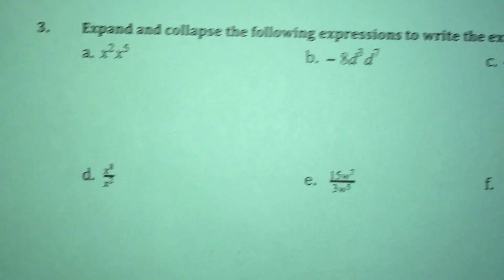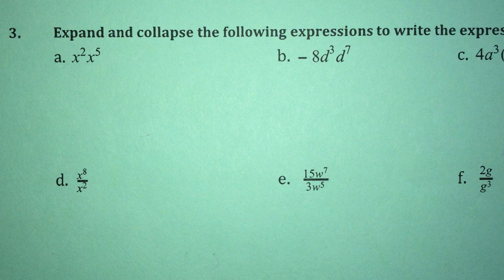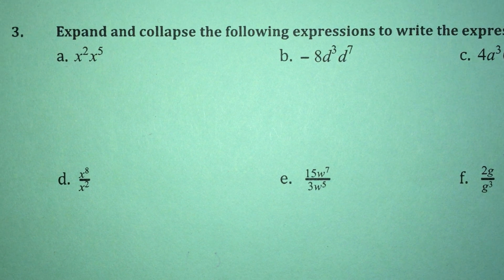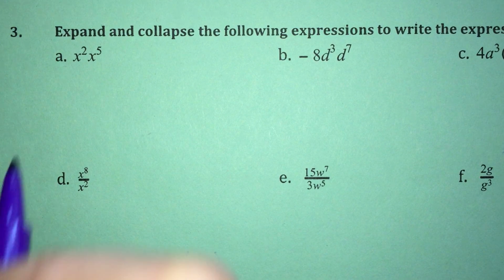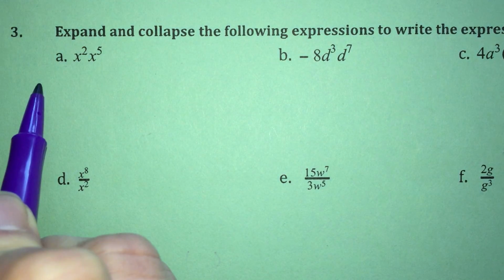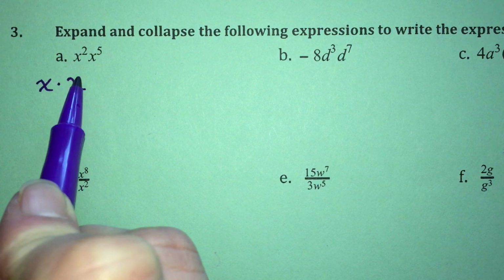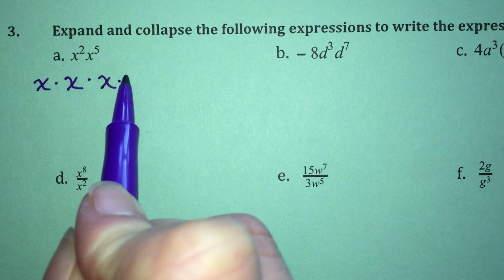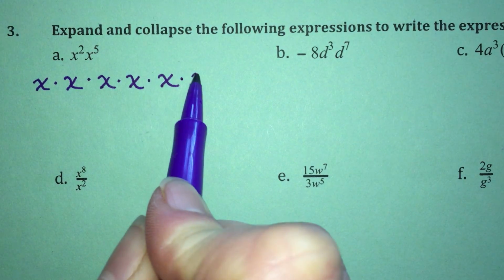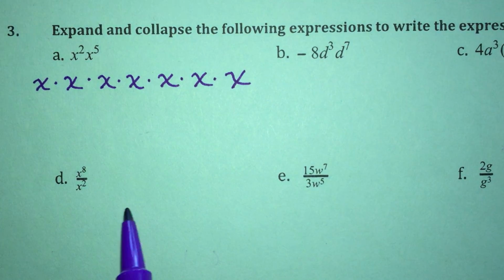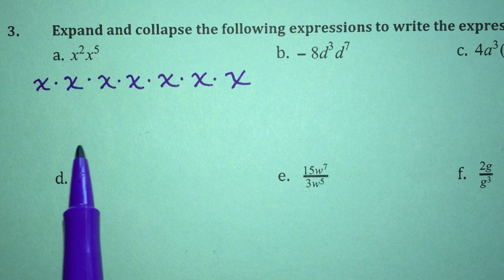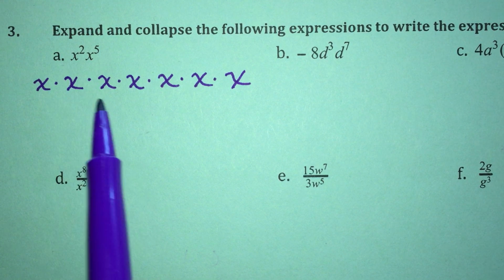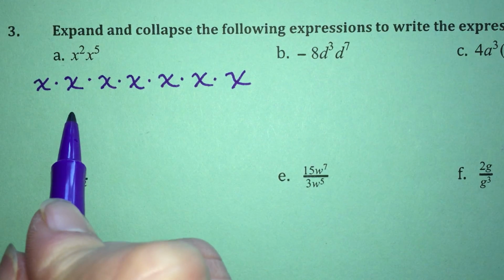Let's move on to the back side. Expand and collapse the following expressions to write them in simplest form. What this is talking about is simply to write out, for example, in part A, how many x's do you really have? If you have x squared, you have x times x. And if you have x to the 5th, you have 5 more. That's expanded. So now I can look at it to see how many x's are there, and there are 7. So it's really x to the 7th.